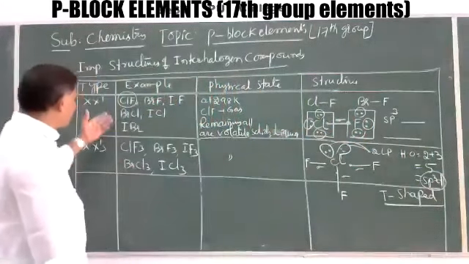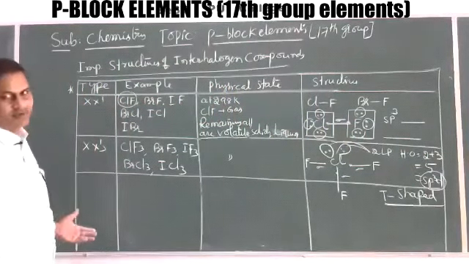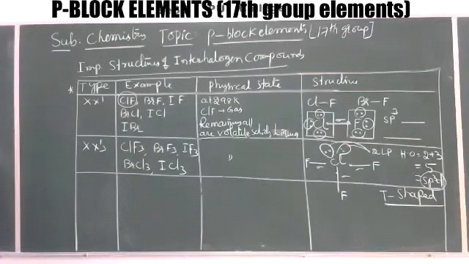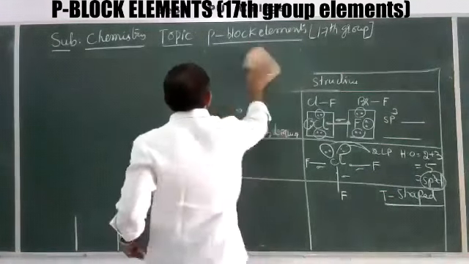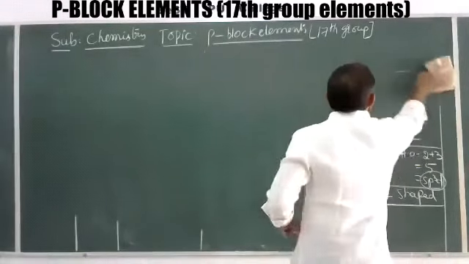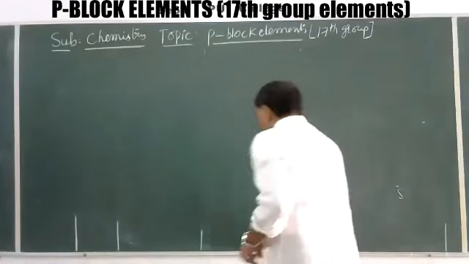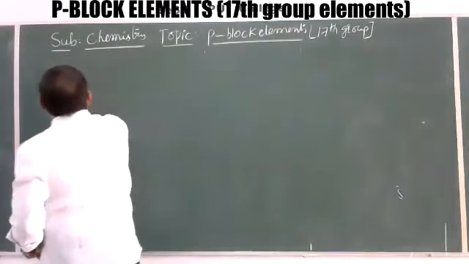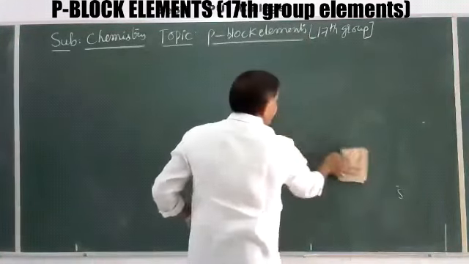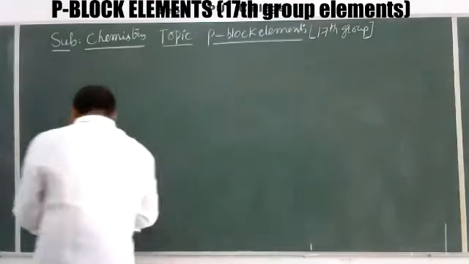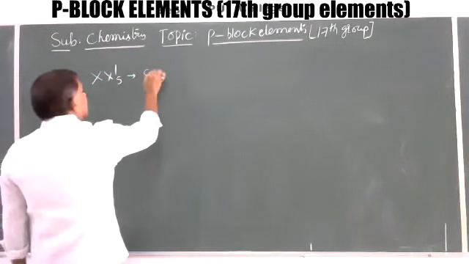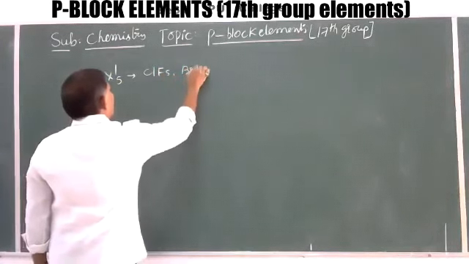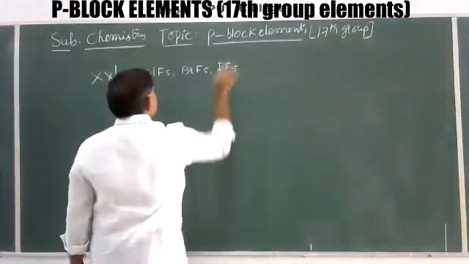Okay, remaining two are there: X dash 5 and X dash 7. I'll create one table, just listen here. Next, your X dash 5. For this, ClF5, or BrF5, IF5 like this.